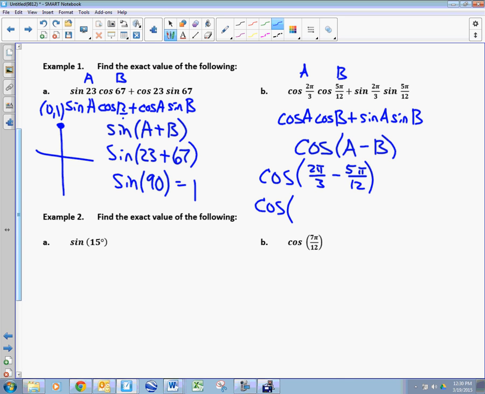How do I rewrite 2 pi over 3 in terms of 12? 8 pi over 12 minus 5 pi over 12. 3 pi over 12 is cosine of pi over 4. Or the cosine of 45 degrees. What is the terminal point of a 45-degree angle? Close. This coordinate is the root of 2 over 2, root of 2 over 2. Remember constructing that? So therefore, cosine is the x value. The x and y value are the same. You have the root of 2 over 2.